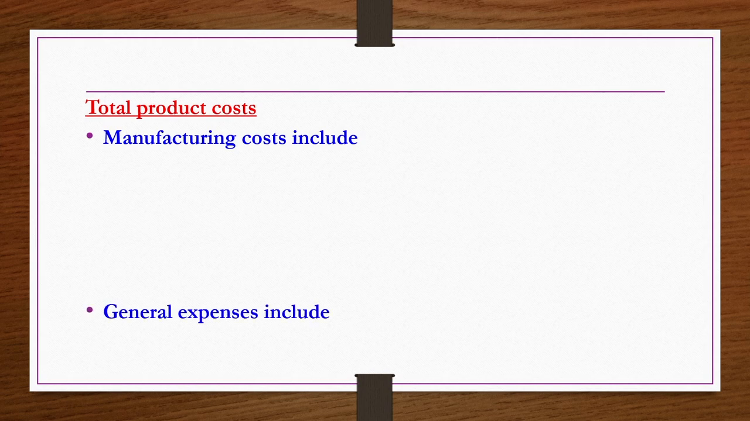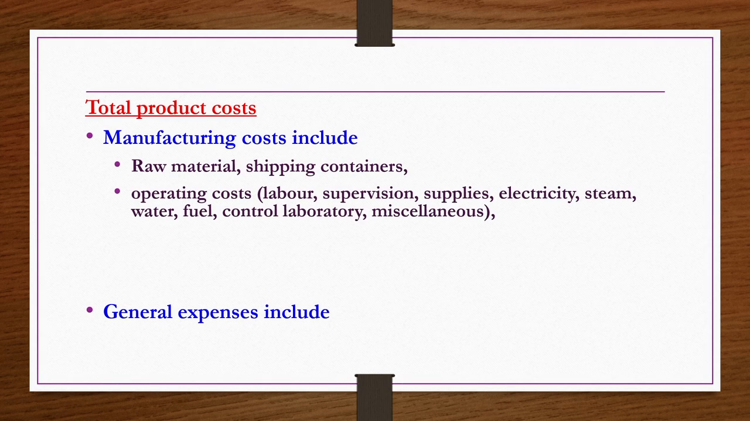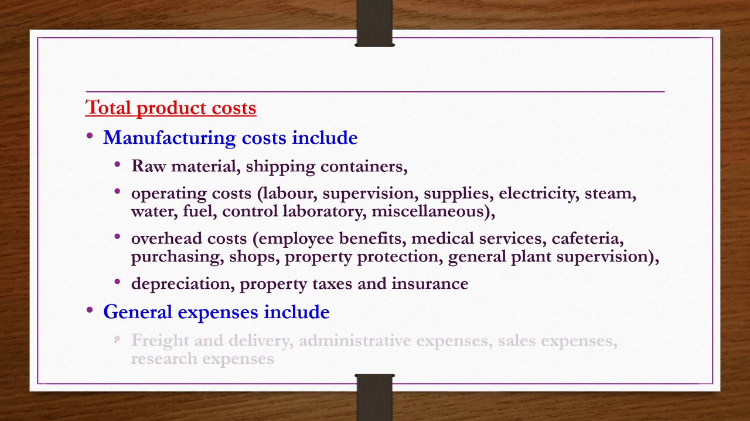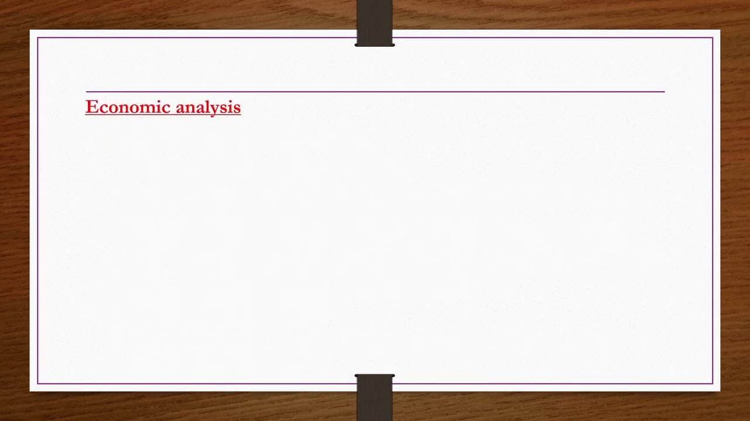Likewise, total product cost has manufacturing cost, which includes raw materials, shipping containers, operating cost, labor cost, supervision, supplies, water, fuel, etc. Then overhead cost like employee benefits, medical services to the people associated with the plant, cafeteria, purchasing, shops, property protection, general plant supervision, etc. And then depreciation, property taxes and insurance all come under the manufacturing cost, which comes under total product cost. Then general expenses, which also come under total product cost, include freight and delivery, administrative expenses, sales expenses, research expenses, etc.